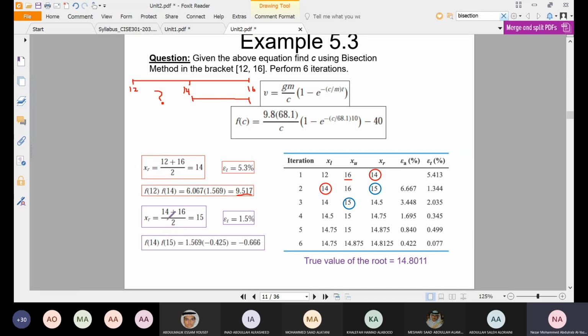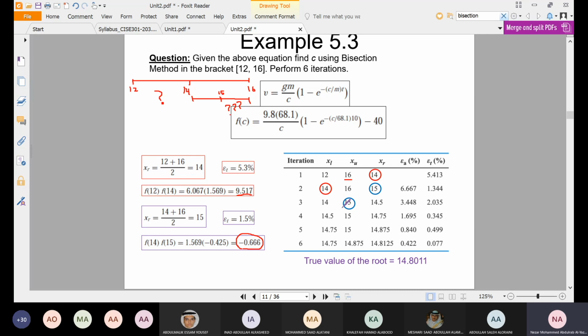I will evaluate the function at the lower limit. The new lower limit is 14 multiplied by the new midpoint 15, and this will be minus 0.6. Here we have 15 for the second iteration. Because I have a change in sign in this period, I will consider only the period from 14 to 15. No need for the other interval. So I will replace the upper limit by xr.